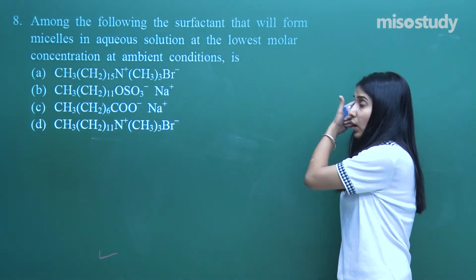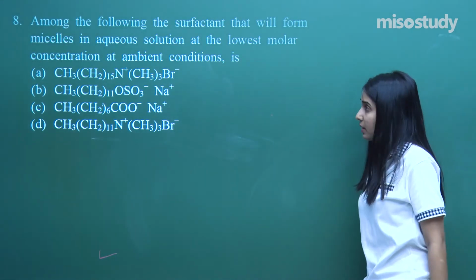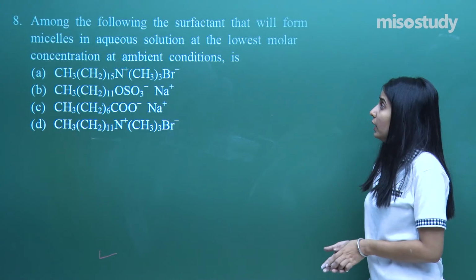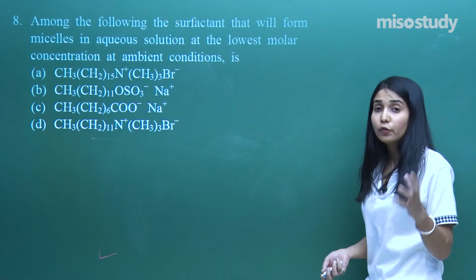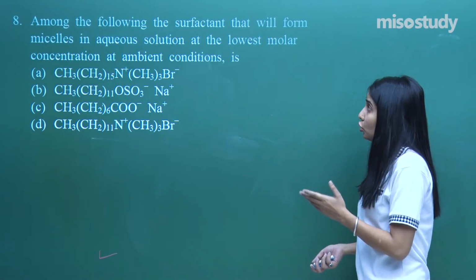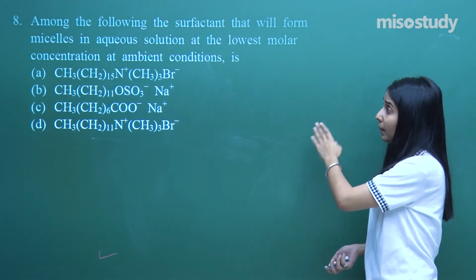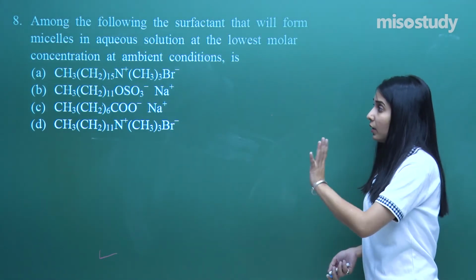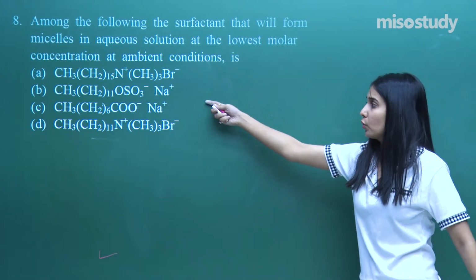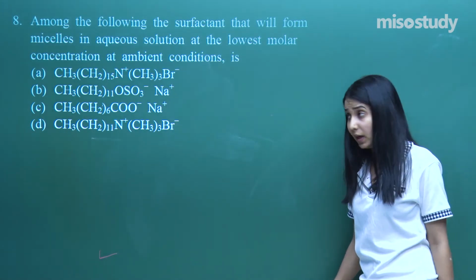Coming up to the next one, what does it say? It says, among the following, the surfactant that will form micelles in aqueous solution at the lowest molar concentration at ambient conditions, right? That is, and they have provided me 4 options, right?